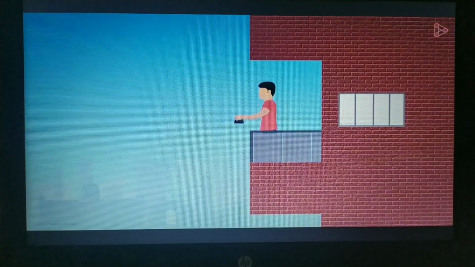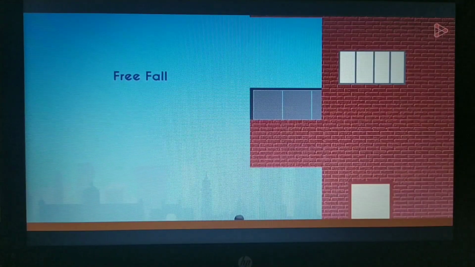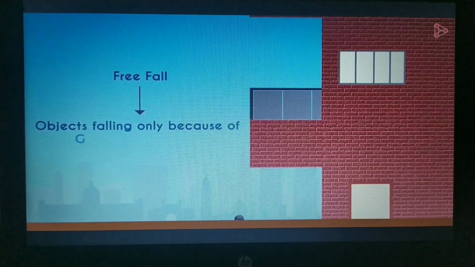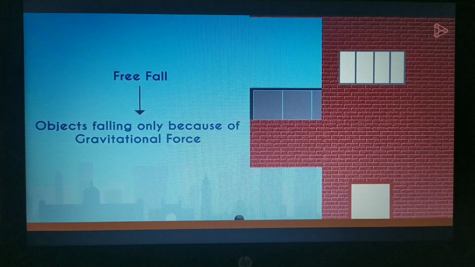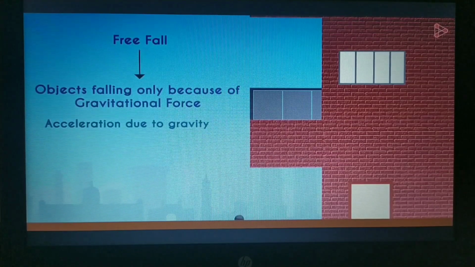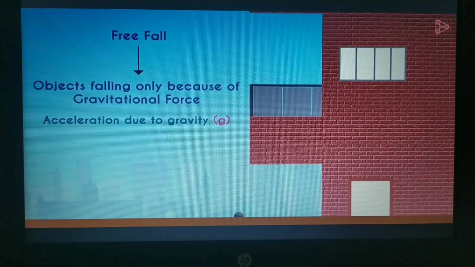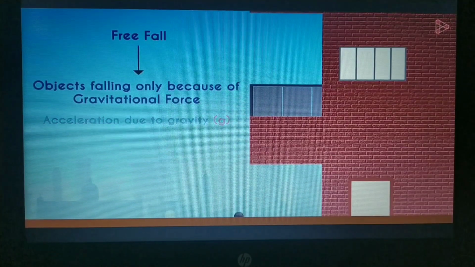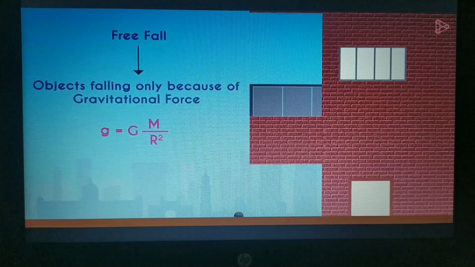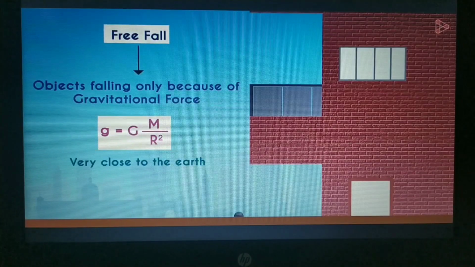When you drop a stone from your hand, it falls to the ground. It's an example of free fall. Whenever objects fall towards the earth under this force alone, we can say that the objects are in free fall. The stone accelerates towards the earth, and this acceleration due to the gravitational force of the earth is denoted by lowercase g. Using a few mathematical equations, we derive the value of g as this. Remember, this is only for free fall for objects very close to the Earth.